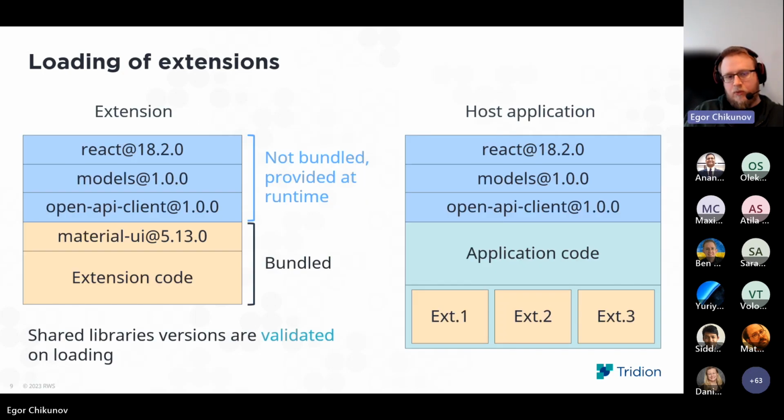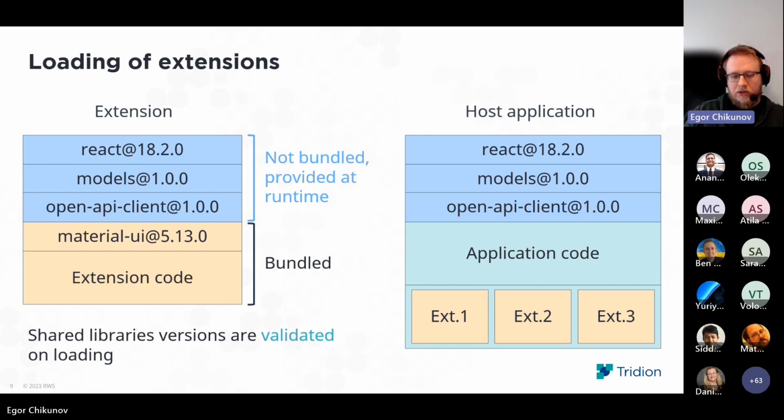Then how exactly do we load an extension? And this is an important part, which brings us back to why you cannot have a newer version of React. So the way it works, while you're developing an extension, you're referencing some version of React, some version of other libraries, like models and the OpenAI client. Those are packages that we're going to provide. You're referencing some specific versions.